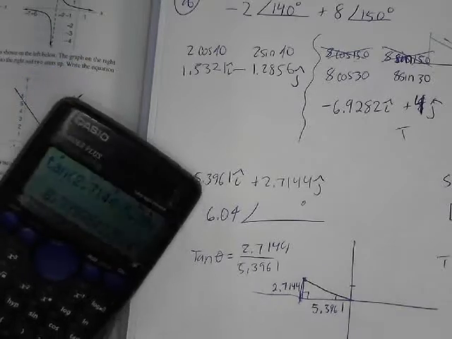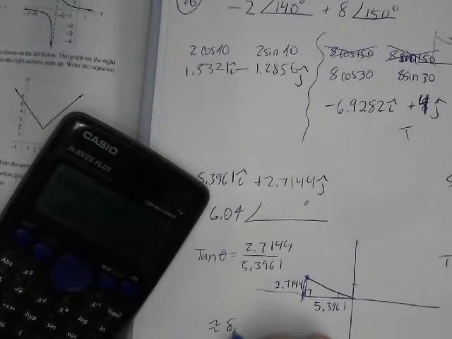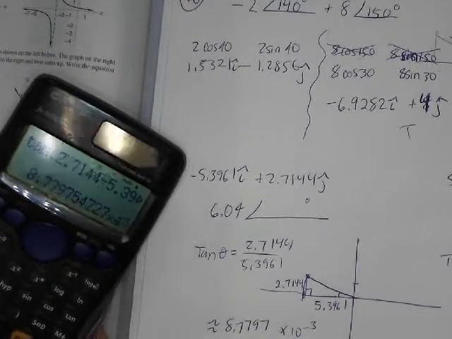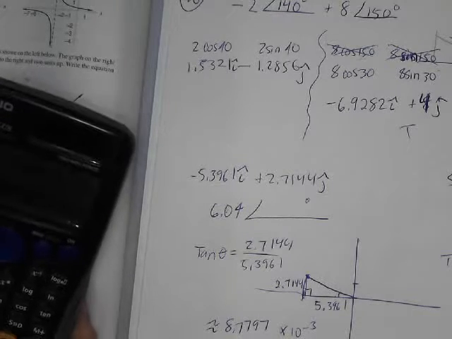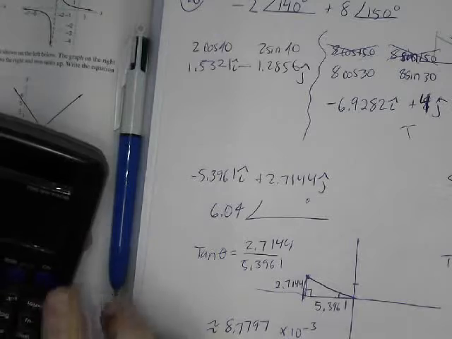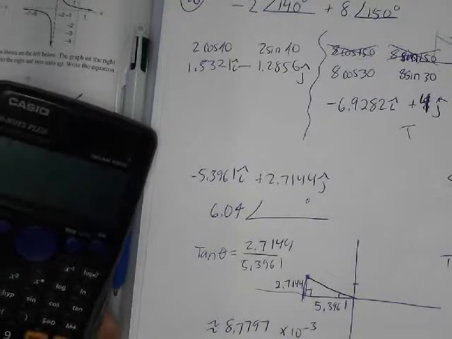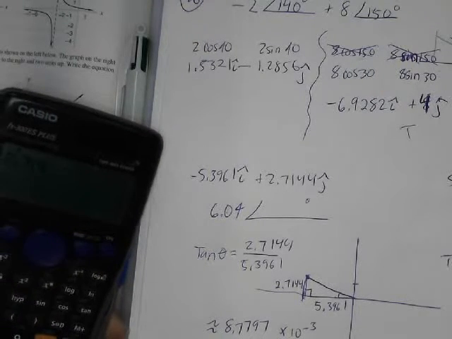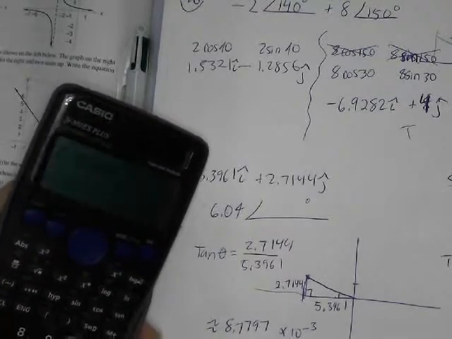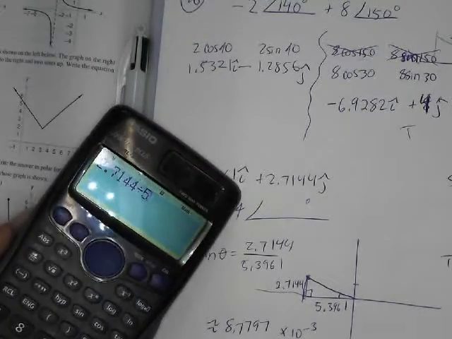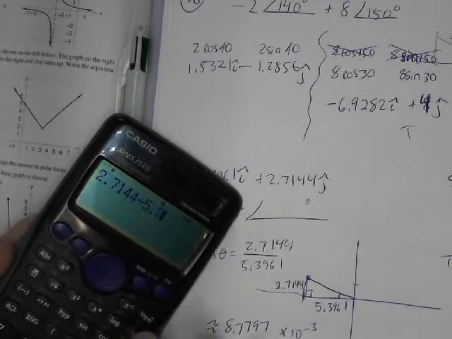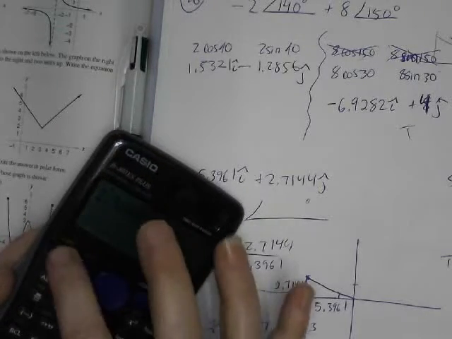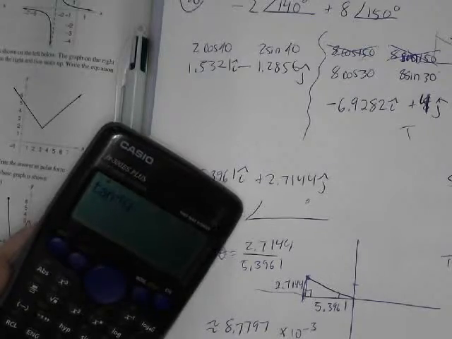I got 8.7797 and so on times 10 to the negative 3. Oh wait, I should have inverse tangented it. Sorry. Inverse tangent. I didn't inverse tangent, did I? 2.7144 divided by 5.3961 equals, and then you do the inverse tangent. It says shift tangent, answer equals.